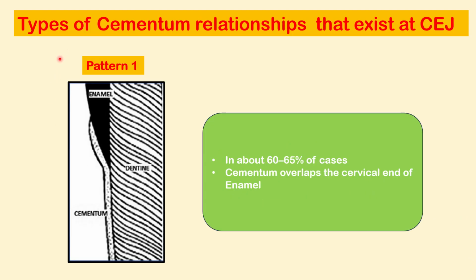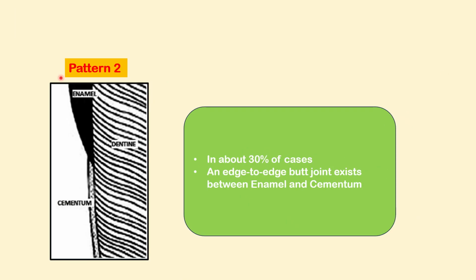So coming to the types of cementum relationships that exist at the cementoenamel junction, we have four patterns. Coming to pattern 1, we can see that the cementum overlaps the cervical end of the enamel. It is seen in about 60 to 65% of cases. Coming to pattern 2, we can see that there is an edge to edge butt joint between the enamel and the cementum. This pattern is seen in about 30% of cases.